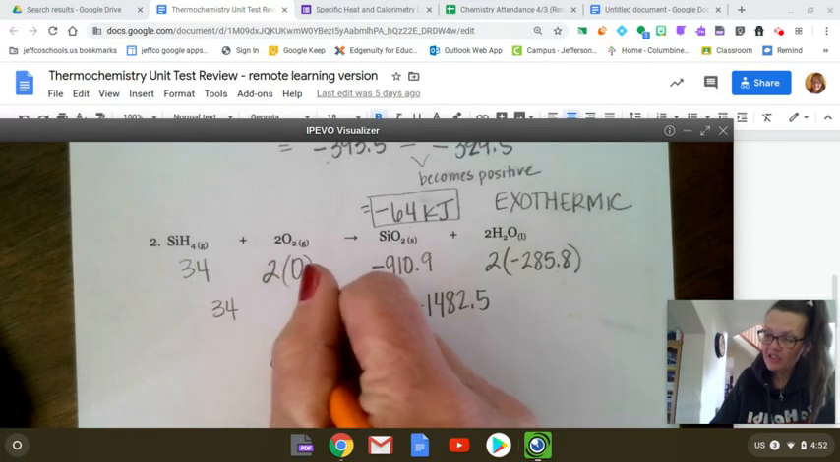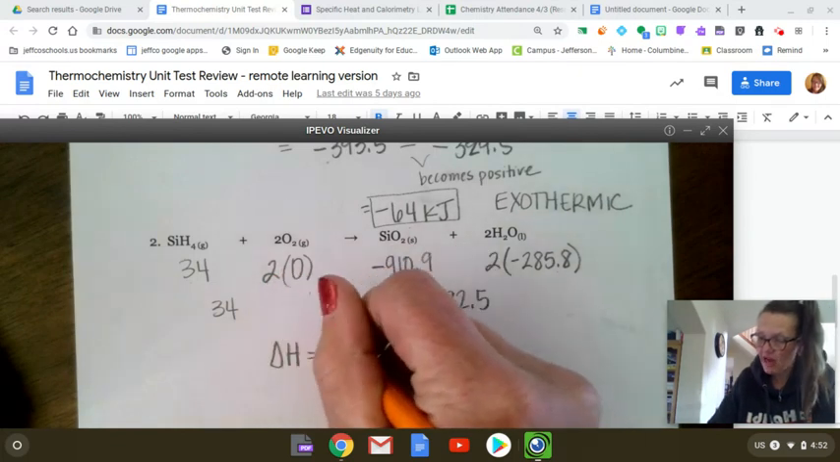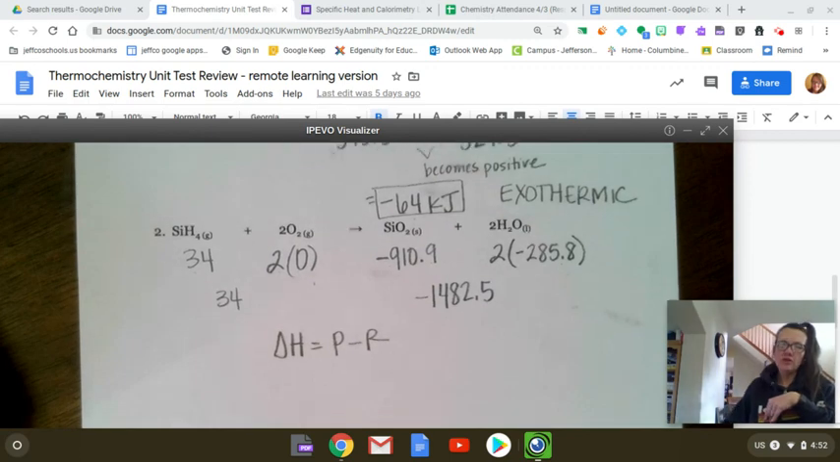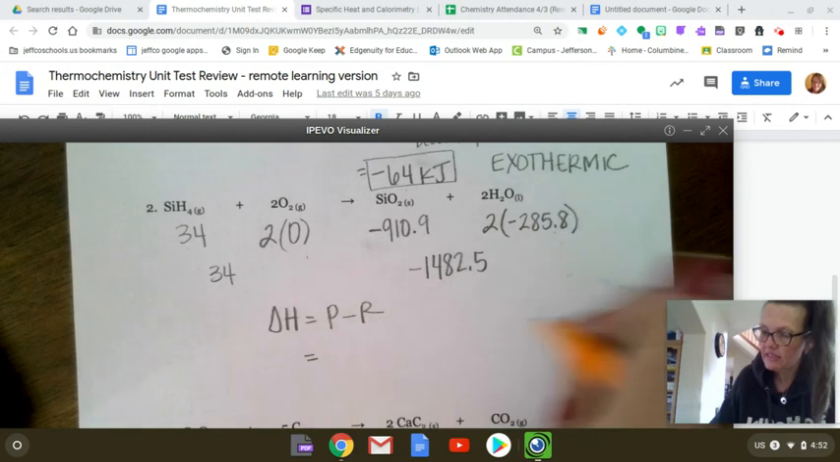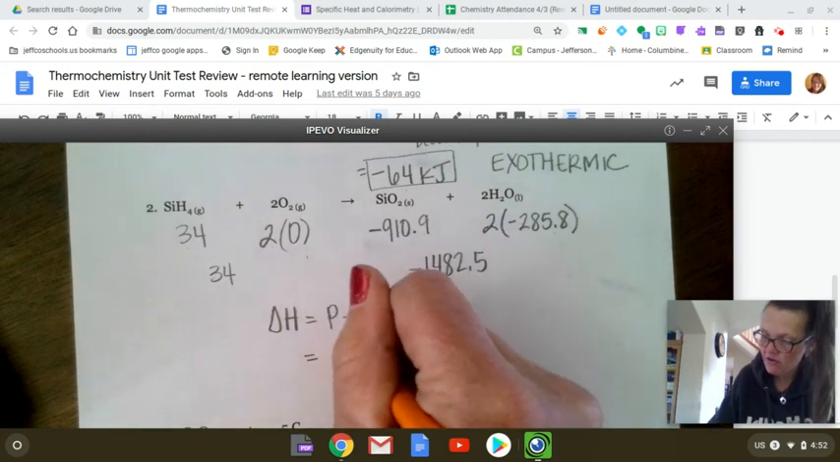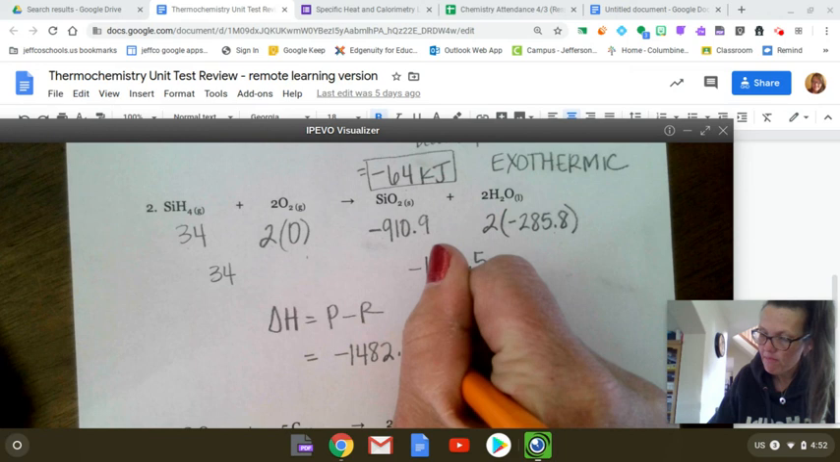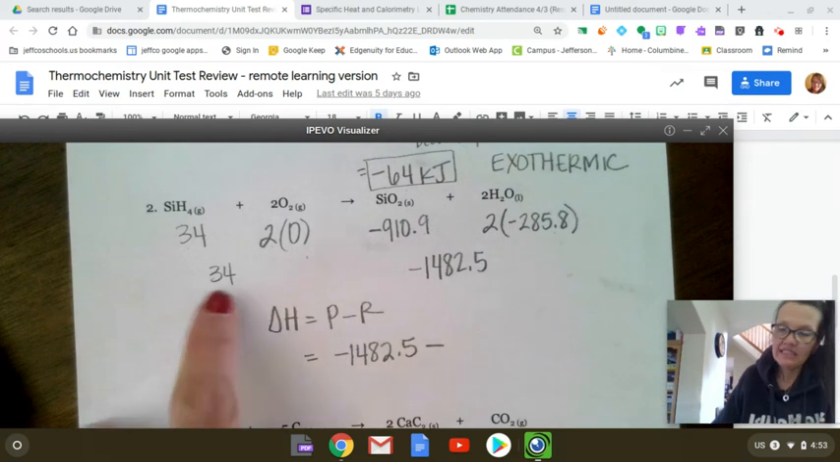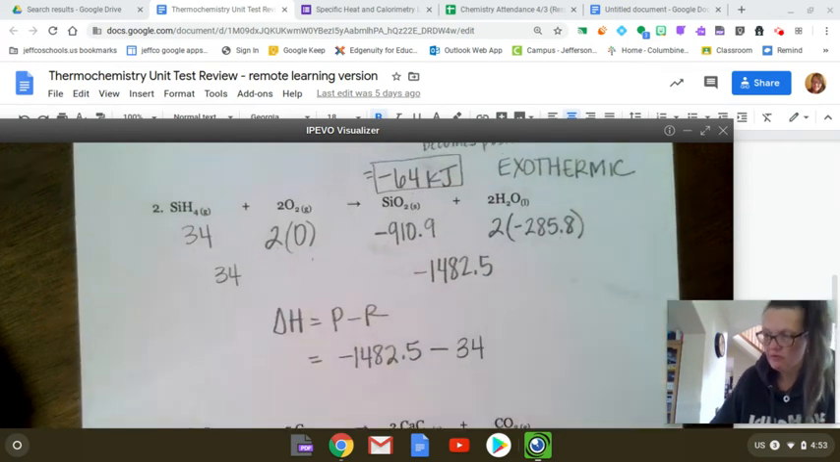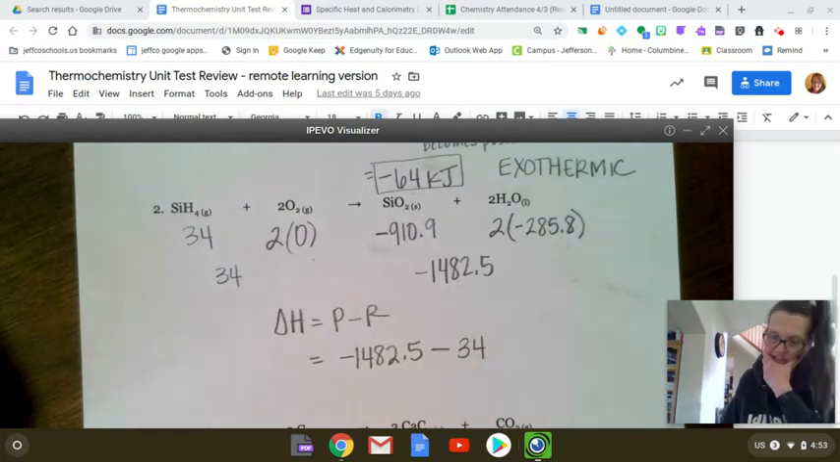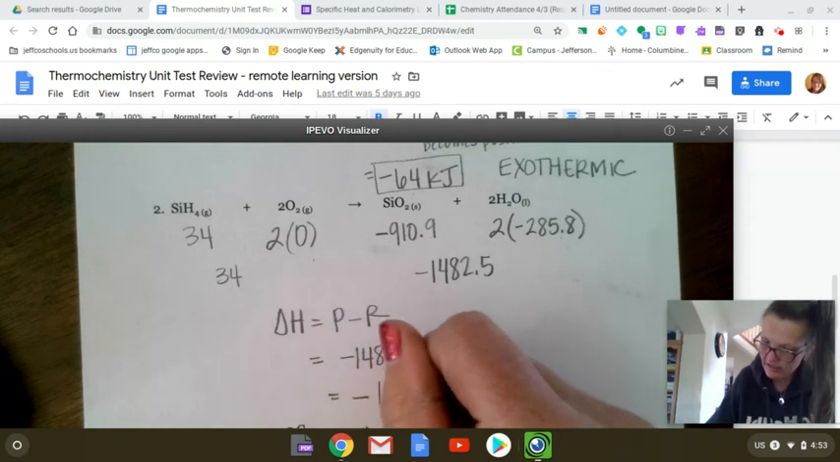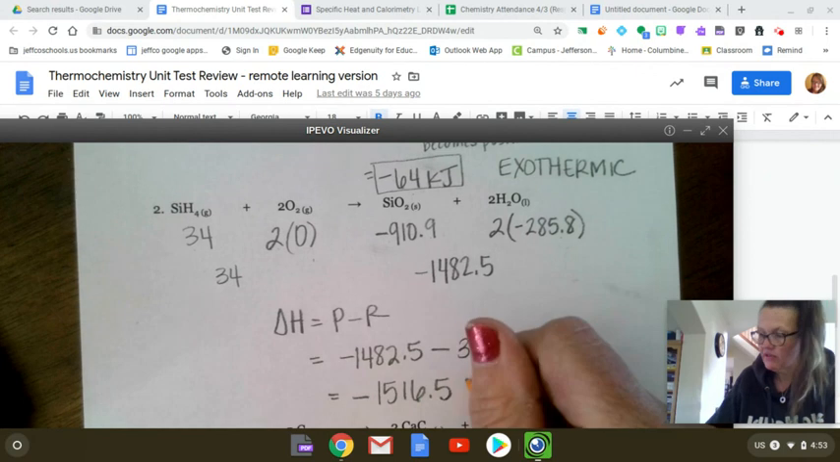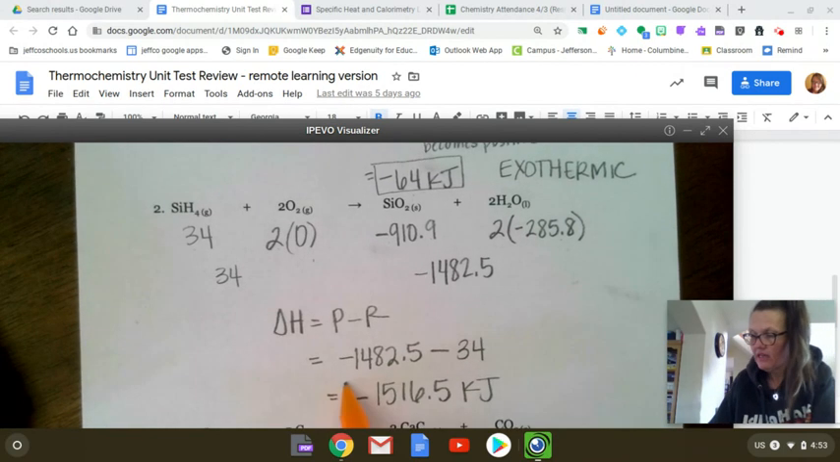Again, remember delta H is equal to the total of the products minus the reactants. I'm just shortening it up for time's sake. So the total of the products was negative 1482.5 minus the total of the reactants, which was 34 in this case. So we're doing negative 1482.5 minus 34. And you can just plug that into your calculator, and you get negative 1516.5. And of course, the unit is kilojoules. Okay, so that's our answer.